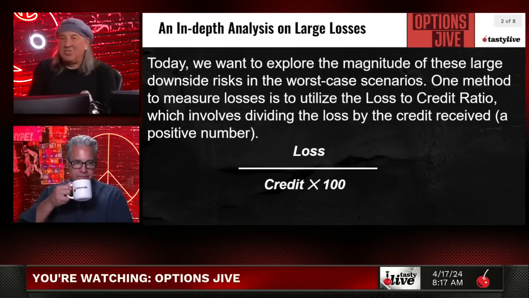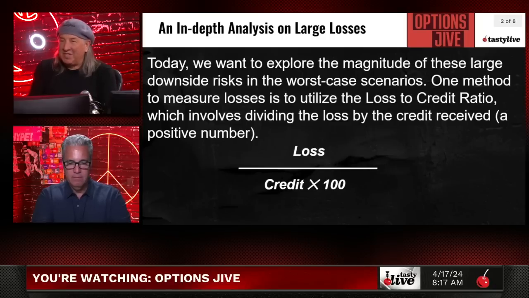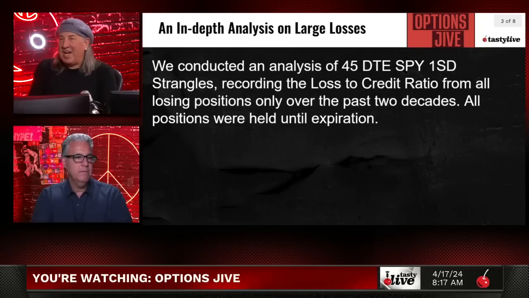One method to measure losses is to utilize the loss to credit ratio, which involves dividing the loss by the credit received. So we conducted an analysis of a 45-day expiration SPY strangle, one standard deviation out of the money. We recorded the loss to credit ratio from all the losing positions over the past 2 decades. All the positions were held to expiration.